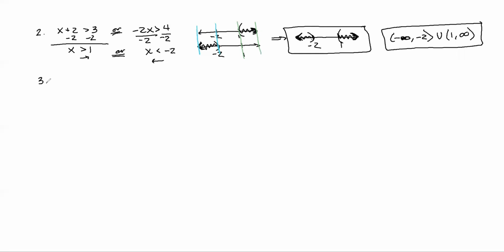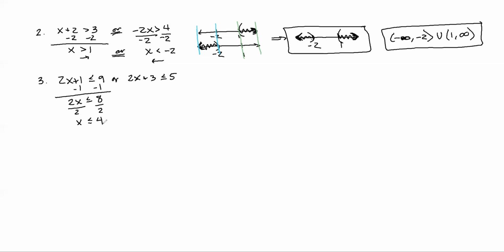All right, number 3. Let's go ahead and do 2x plus 1 is less than or equal to 9, or 2x plus 3 is less than or equal to 5. Now for this one, let's start by solving for x. So we'll subtract the 1. We get 2x is less than or equal to 8. Divide both sides by 2. And we get x is less than or equal to 4.